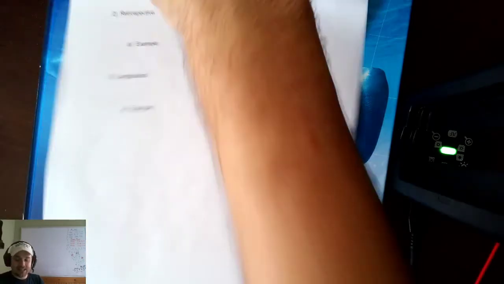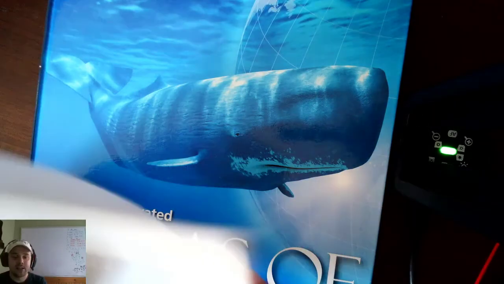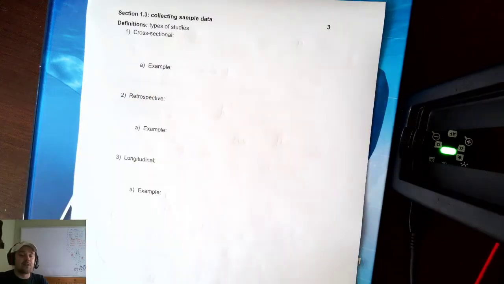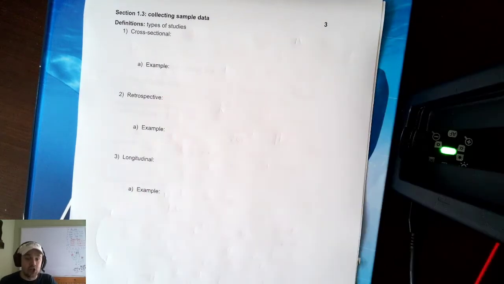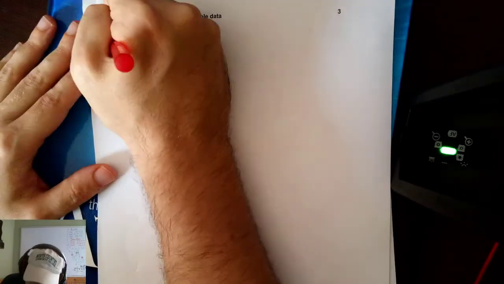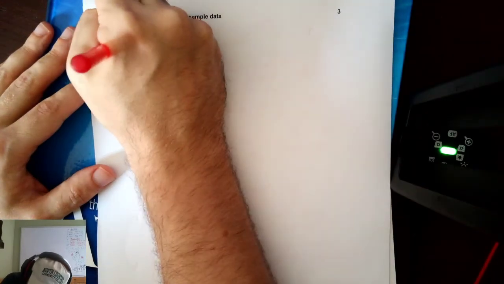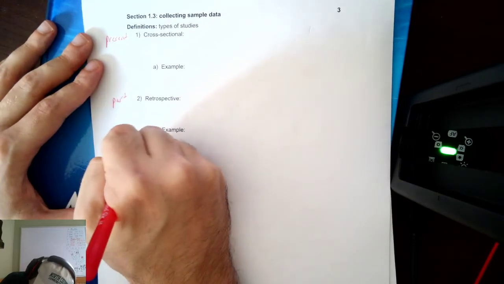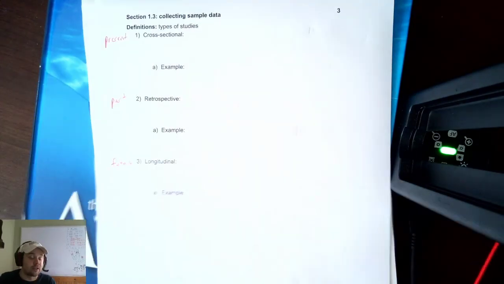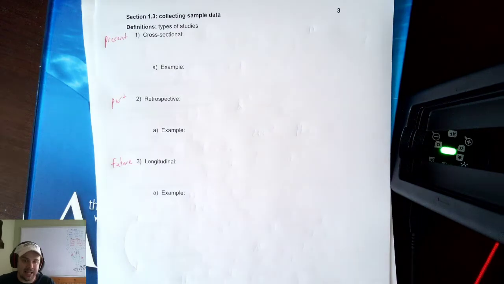And then lastly, types of studies. So we dealt with collecting data. Let's now deal with the time frame of a study. So cross-sectional, retrospective, and longitudinal are the 3 different time frames. I'm going to put little present, past, and future. Those are the 3 time frames we want to keep in mind, and in that order.